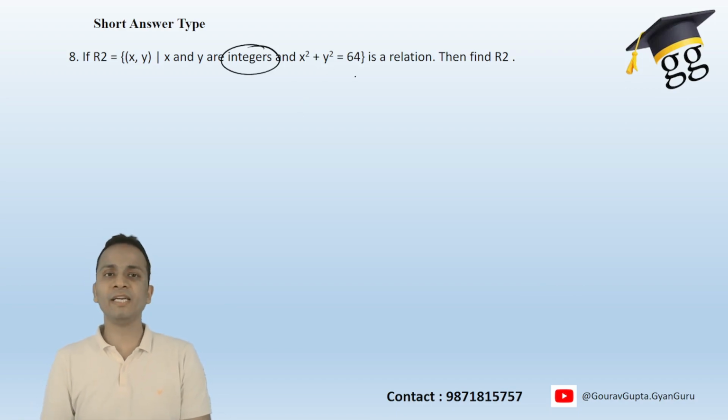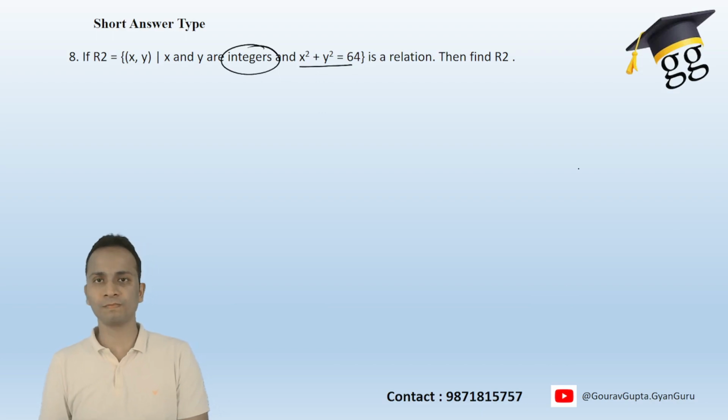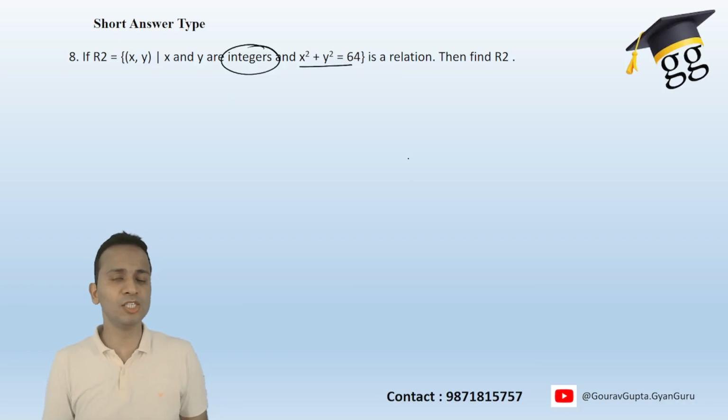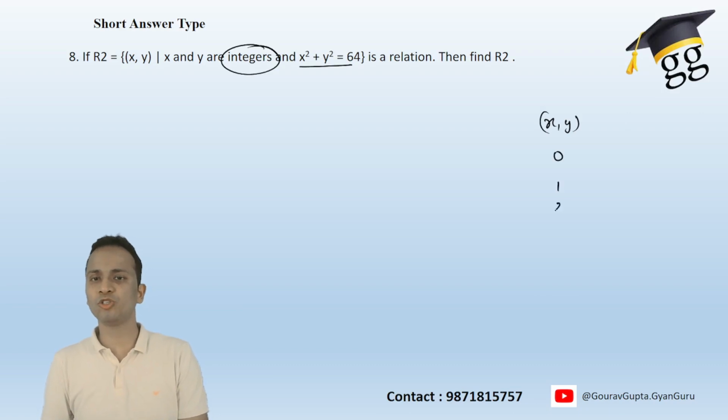Now x and y are integers such that x square plus y square is equal to 64. Do you remember a question where we have seen x square plus y square is equal to 25 a few minutes back? Same चीज यहाँ पे करनी है. Okay, so you can say that when the values of x and y are 0, 1, 2, 3, 4, 5, 6, 7, 8. I'll stop at 8 because 8 square is 64.